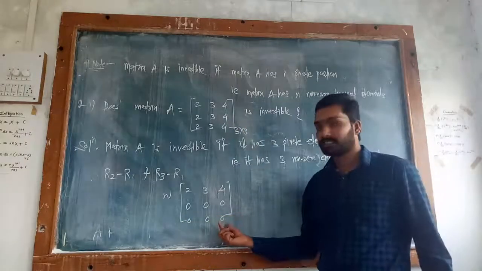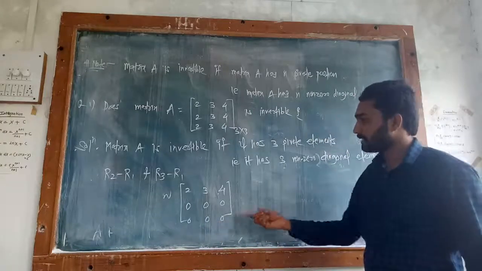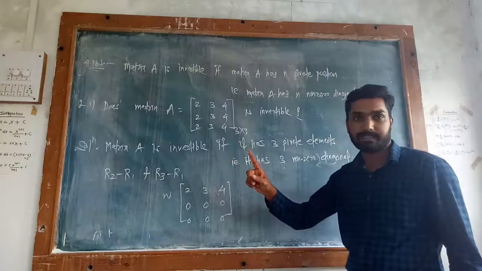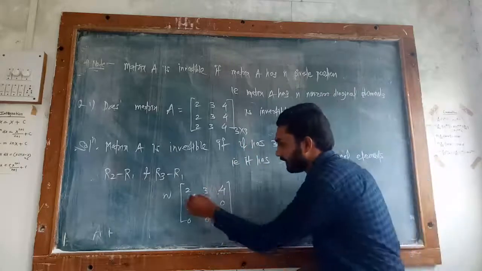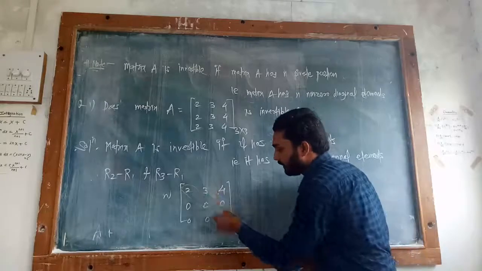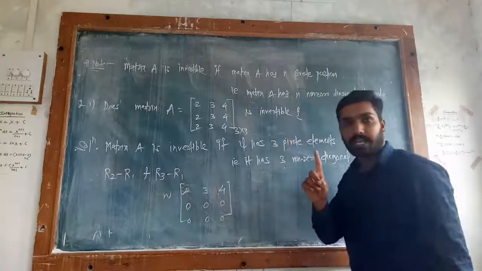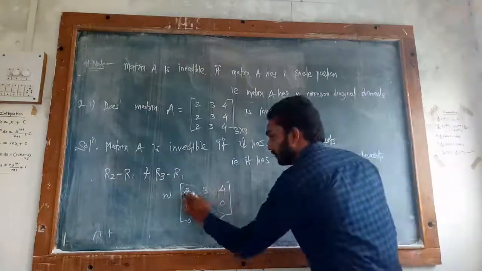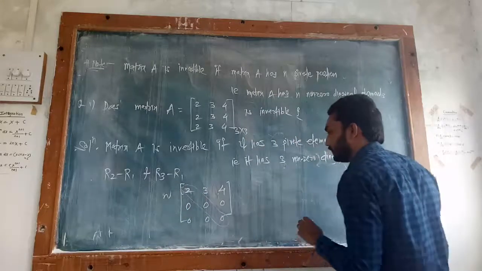So matrix A has how many pivot elements? It has only one pivot element, right? That means matrix A has how many non-zero diagonal elements? These are your diagonal entries, so it has only one diagonal element, right? So this is your matrix entry 2.